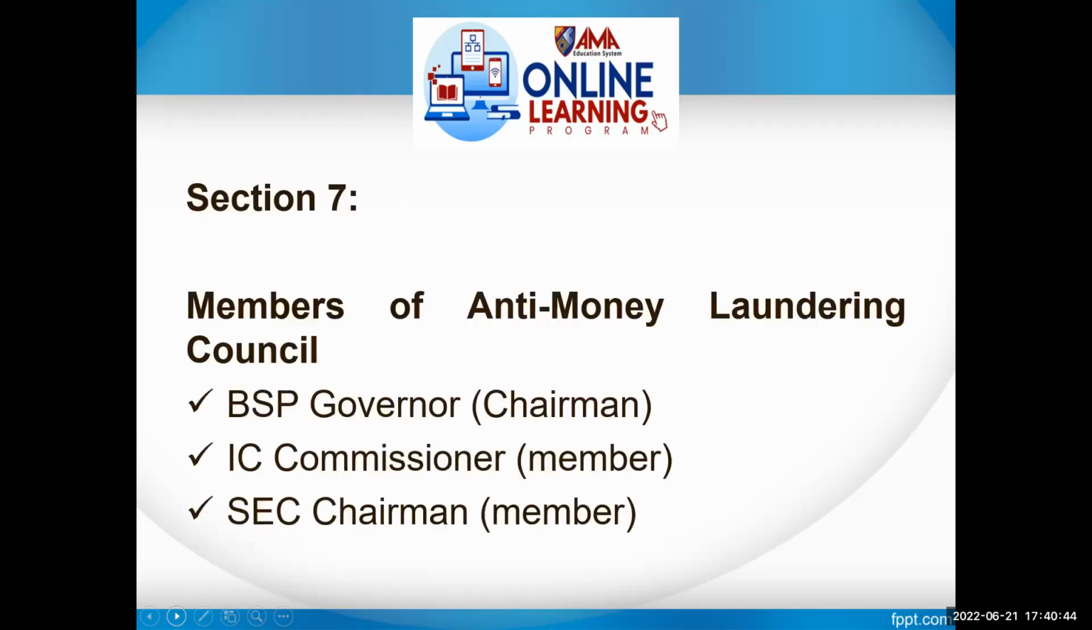So we go to Section 7 of the law, which states that there must be 3 members of the Anti-Money Laundering Council. Namely, the Governor of Bangko Sentral ng Pilipinas, who will act as chairman, the Commissioner of the Insurance Commission, and the Chairman of the Securities and Exchange Commission as the 2 members.